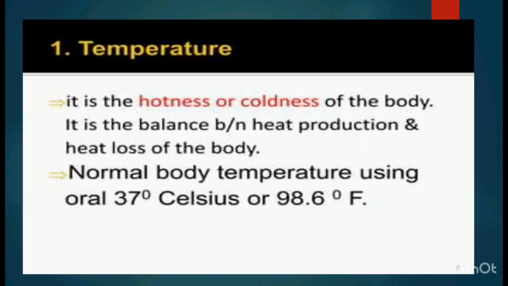So the first vital sign is temperature. It is the hotness or coldness of the body. It is a balance between heat production and heat loss of the body. Normal body temperature using the oral route is 37 degrees Celsius, or in Fahrenheit, 98.6 degrees Fahrenheit.